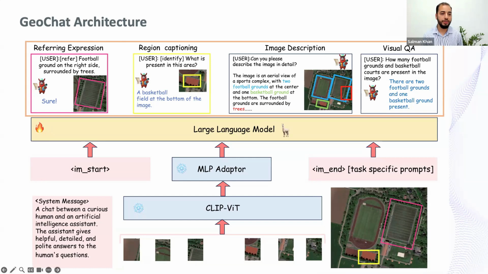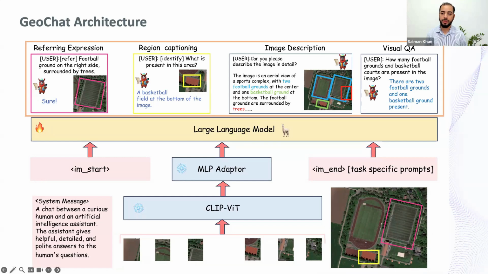Similarly, for region captioning, the user will say, identify what is present in this area, and the model will try to describe and caption that yellow box which is shown here. So it says a basketball field at the bottom of the image. Similarly, if you want simple image description, the user can ask, can you please describe the image? The model will not only generate a response, but also visually ground all these objects in the visual imagery. In this case, for example, it localizes the basketball ground, the two football grounds, and the trees which are available on the right.